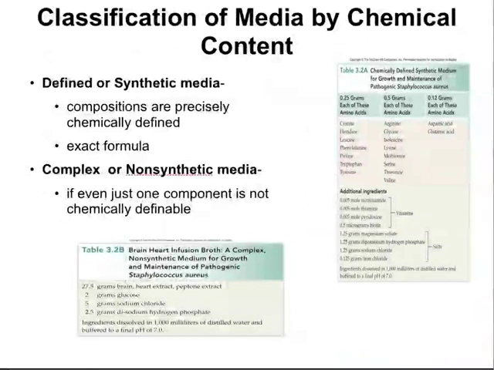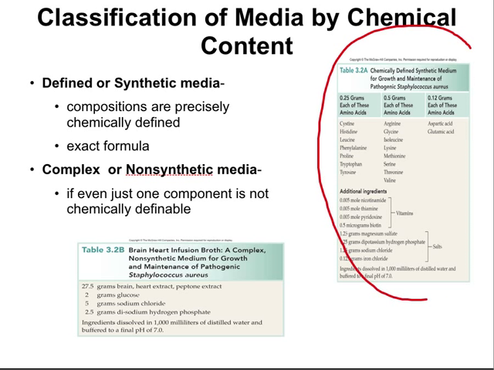Next, let's look at classification of media by their chemical content. There are basically two classes here. We can have defined or synthetic media. These media have compositions that are precisely chemically defined, so much so that they have an exact chemical formula. We can see these over here in table 3.2a. Very specific amounts of each of these known ingredients.